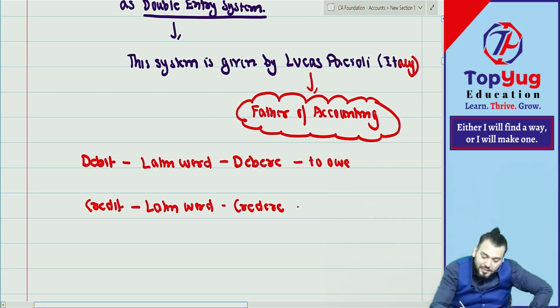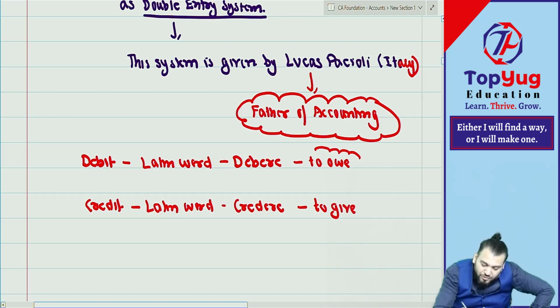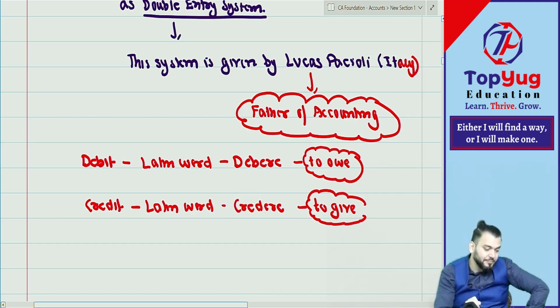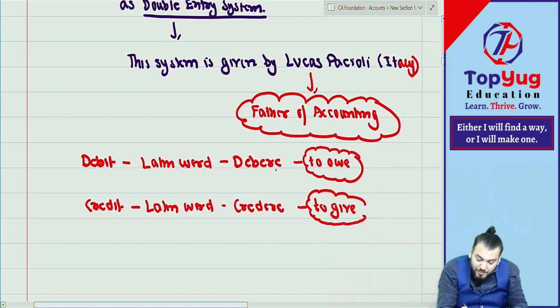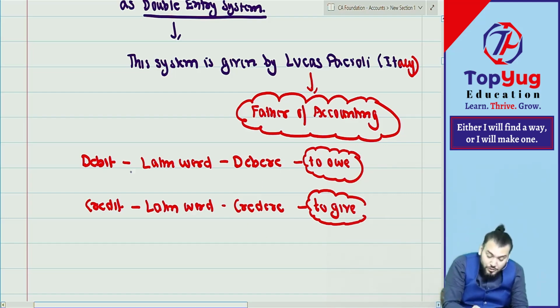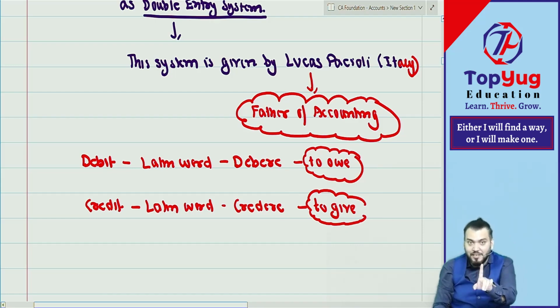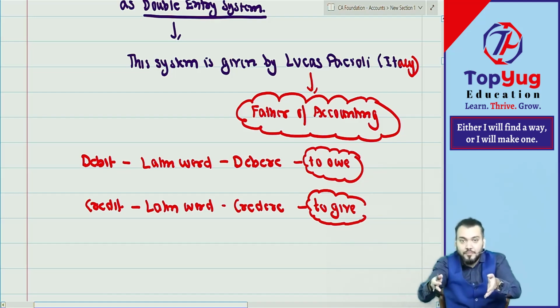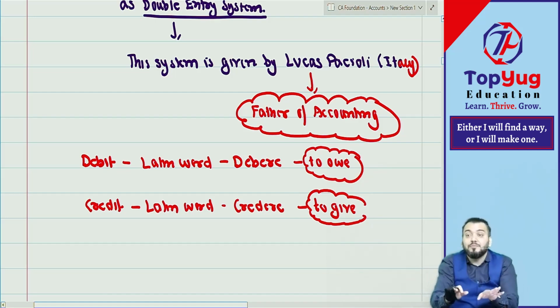Understood? And creditor means what? To give. This is what actually the meaning is as per the Latin dictionary. Understood what I am saying? I have given you the meaning of deber and creditor, not debit and credit. Debit has been derived from the word deber. It means to owe. Credit has been derived from the word creditor. It means what? To give.